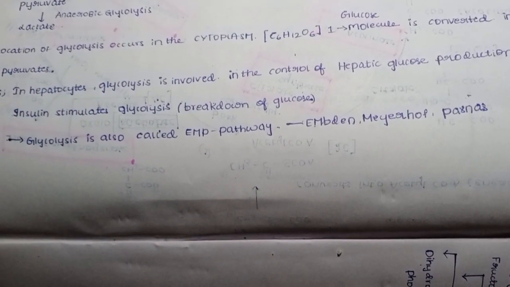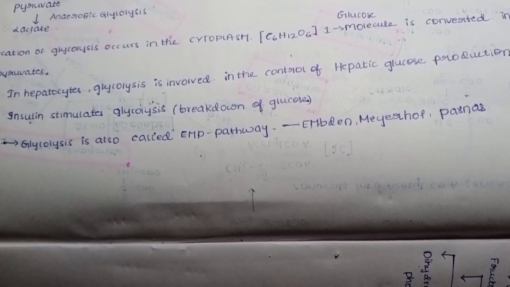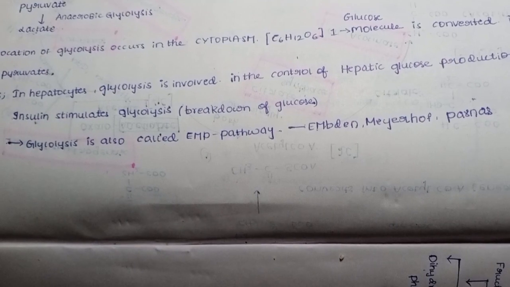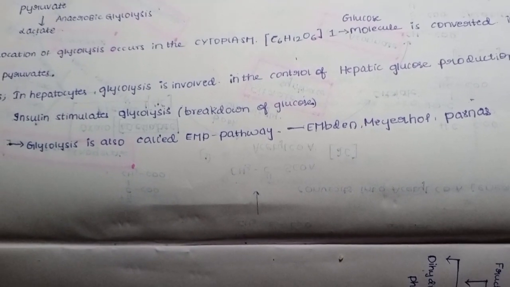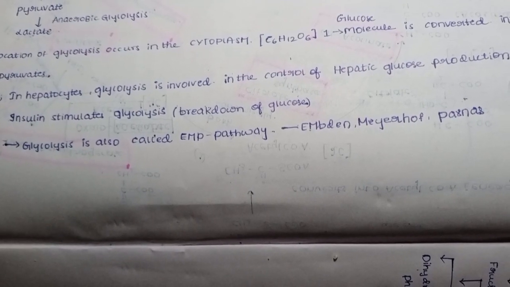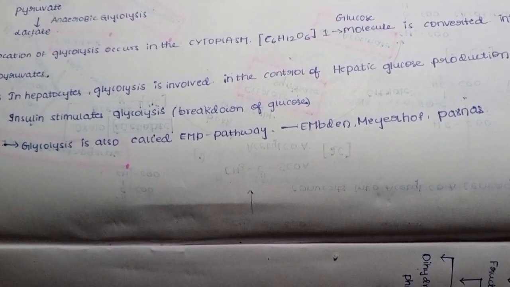So it should get converted into glycogen, that is the excess fat. So that is the process the liver is doing in our body. Okay, and glycolysis is also called the EMP pathway. Why we call this the EMP pathway: it was discovered by Embden, Meyerhof and Parnas.